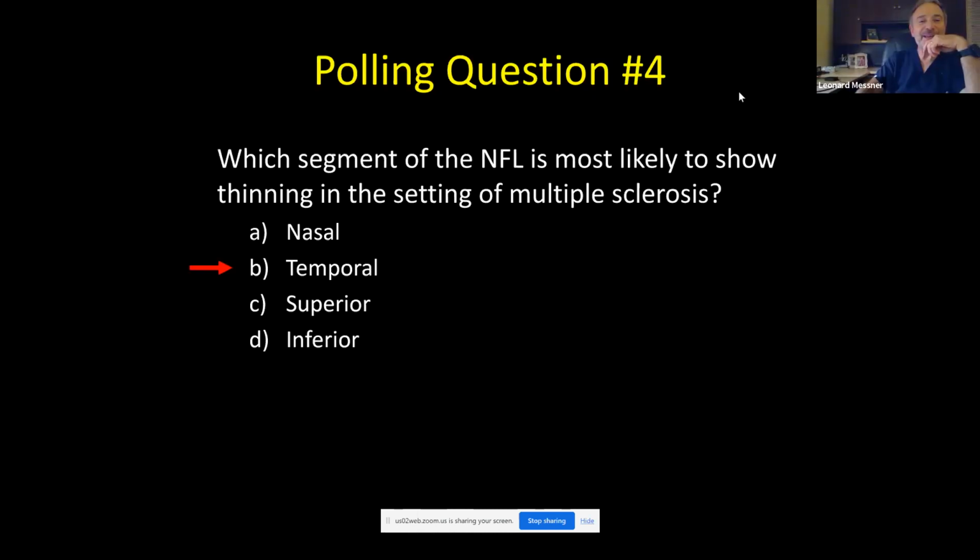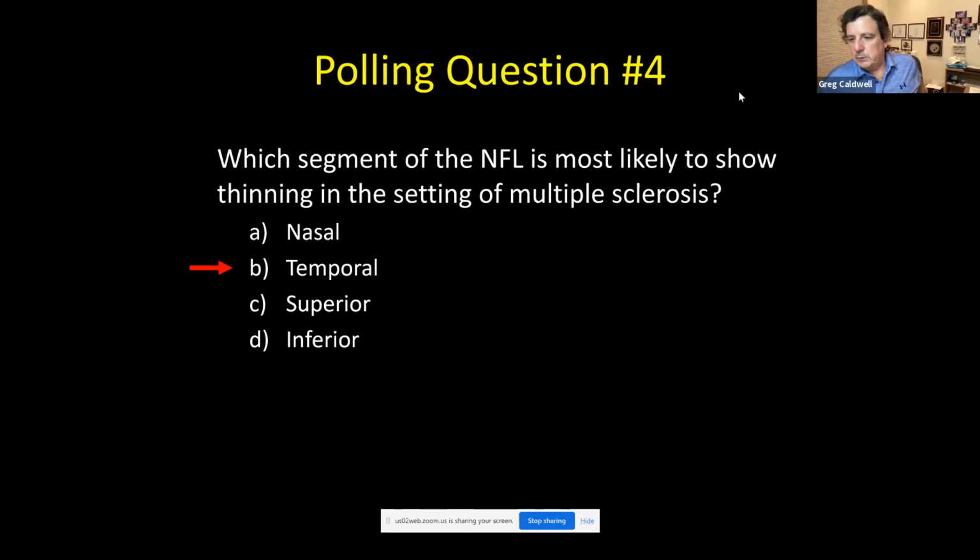Wow, this is a great group, because the 80%ers, you guys got it. You're killing it. Temporal, remember, keep it simple. An MS patient is sent to you by neurology. You're seeing the patient, and what are you looking for on the OCT? Two things: temporal thinning of the nerve fiber layer or global thinning of the ganglion cell complex. Just about that simple, or both of them.